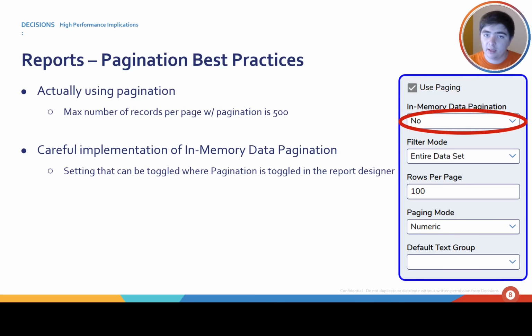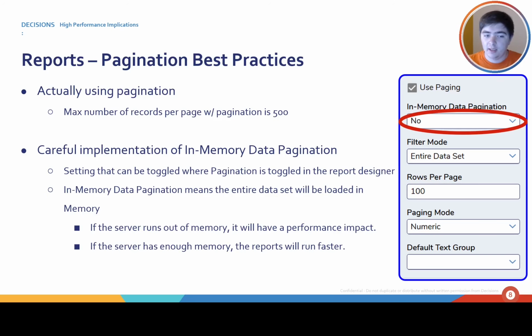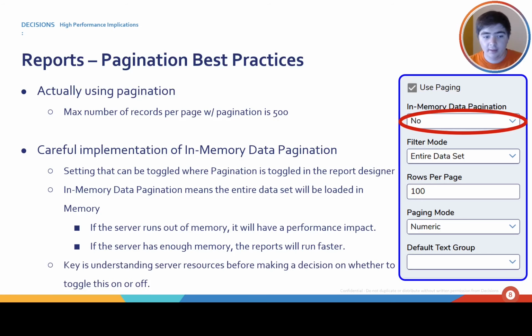You also want to be careful about implementation of in-memory data pagination. This is a setting that can be toggled where pagination is toggled in the report designer. What it does is it means that the entire data set will be loaded into memory. Now, if the server runs out of memory, this is going to have a huge performance impact. So if your server is already using a lot of memory, doing this may not be advisable. However, if the server does have enough memory, this typically means that the report is going to load faster. So it's an important consideration to make when you are designing reports for your end users to see. The key is to understand the server resources before making the decision to toggle this on or off.